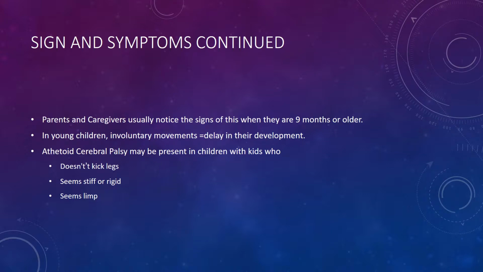Parents usually notice the signs of dyskinetic cerebral palsy when their child is 9 months or older. In young children, involuntary movement can be caused by a delay in their development. Cerebral palsy may be present in children who don't kick their legs, seem stiff or rigid, seem limp, don't hold up their heads at 3 months old, don't reach for objects, don't smile by 3 months old, or don't roll over.